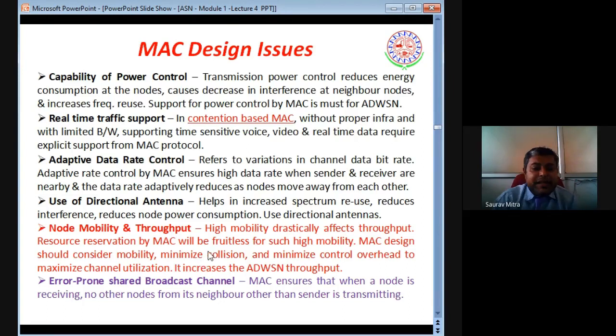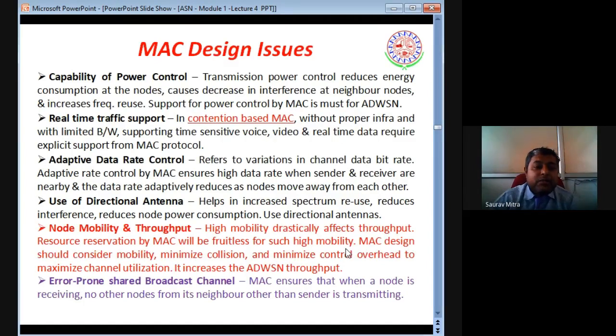So that is what it is saying, that high mobility drastically affects the throughput. Throughput means output. If there is high mobility in the node, then the path might break. If the path is breaking, in that case output becomes less. Path means communication path. Resource reservation by MAC will be fruitless for such high mobility. So even if MAC is working very well, but suddenly there is a path break, then there is no point of all these rules of medium access control.